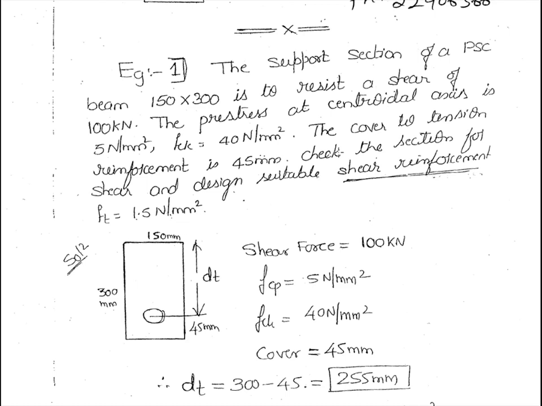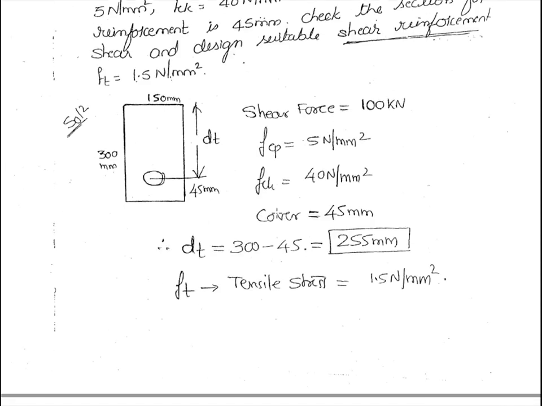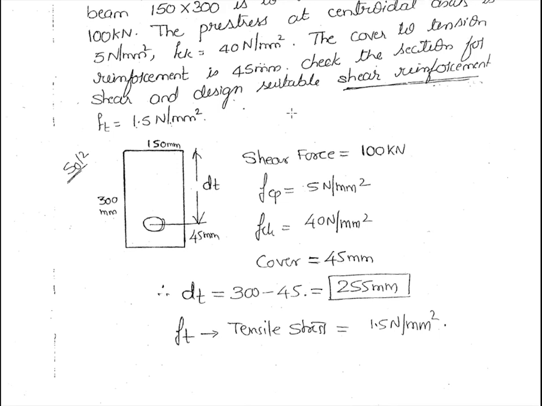So what they are asking: check the section for shear, whether shear reinforcement is required or not, and design suitable shear reinforcement. Ft is equal to 1.5 Newton per mm square, so tensile strength is also given. Cover to tension reinforcement is given as 45 mm. So effective depth, that is dt in this case, is total depth minus cover.